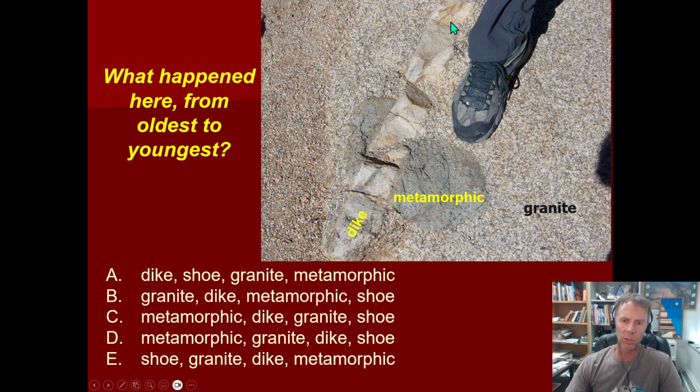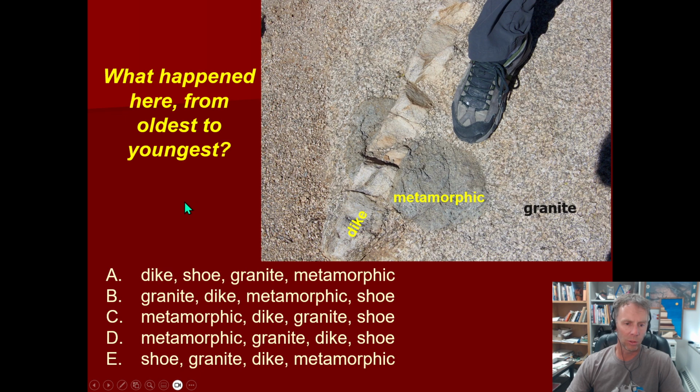Then the dike cuts through both of those rock types. And then someone steps on the ground and I take a picture at Joshua Tree National Park back in the day. So I would go metamorphic, granite, dike, shoe. And that would be option number D here on your list.